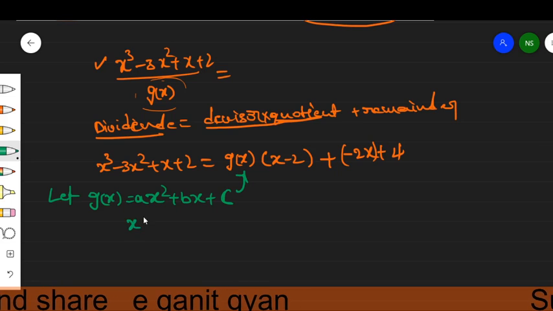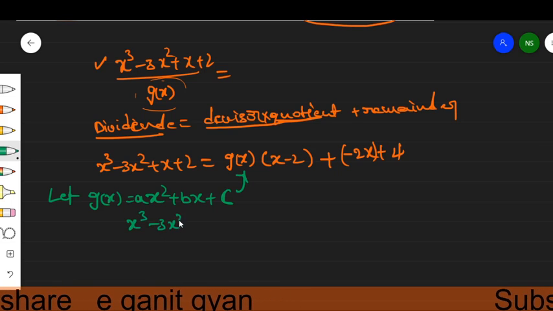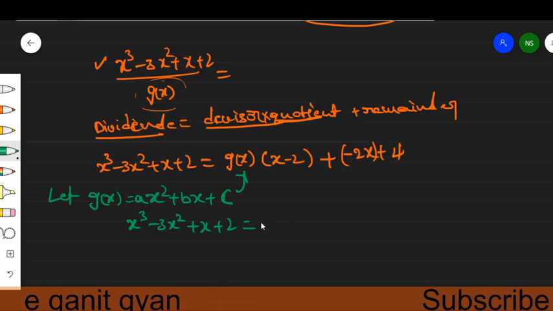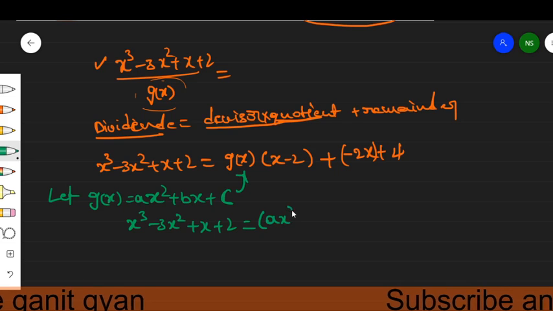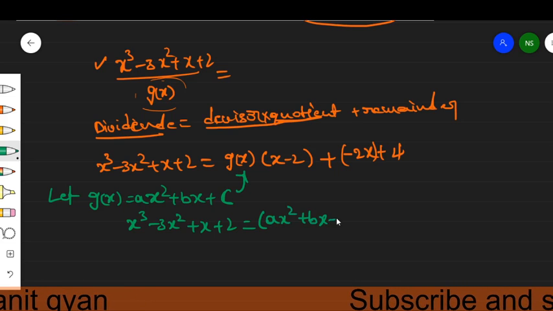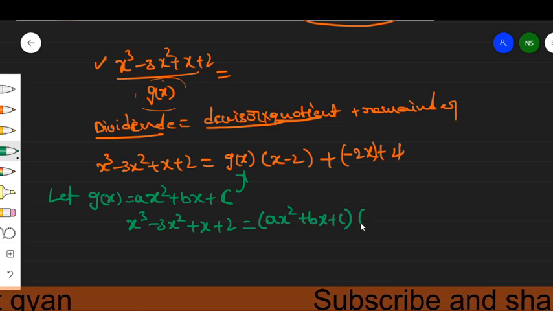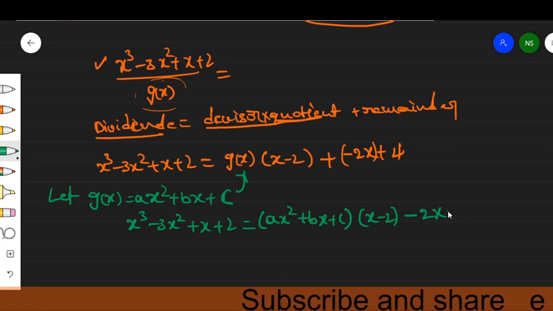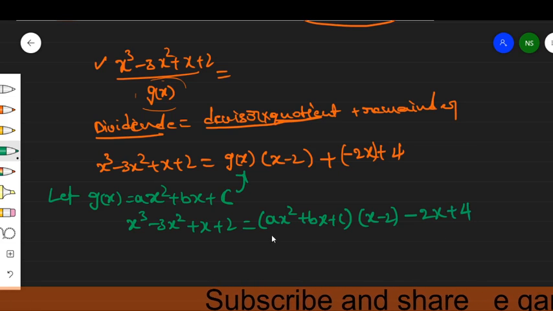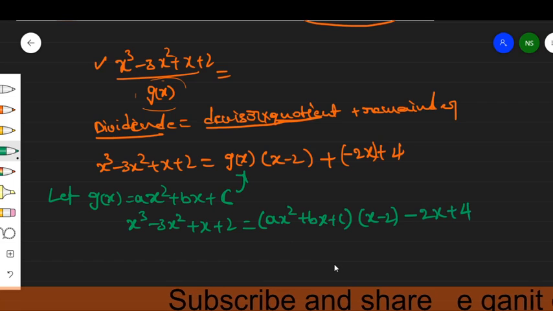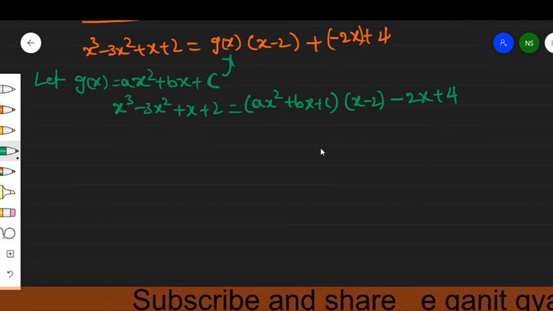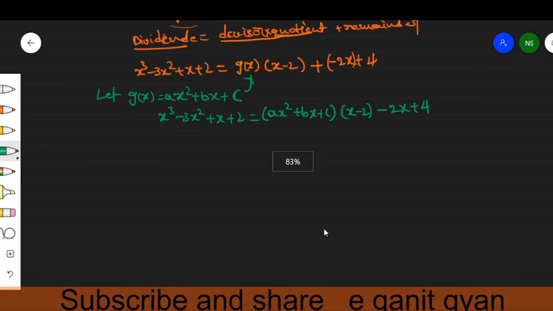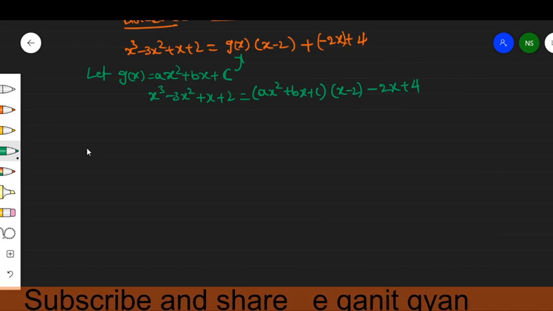So once I assume, I will substitute this particular thing in the place of g of x. So I can get here x cube minus 3x square plus x plus 2, I can write this one as ax square plus bx plus c into x minus 2, minus 2x plus 4 as it is will come. Now what should I do here? I will simplify this particular equation, then I can get the coefficients both sides.